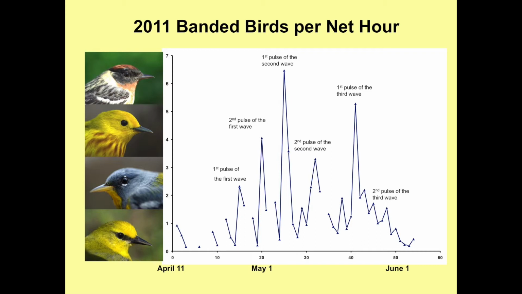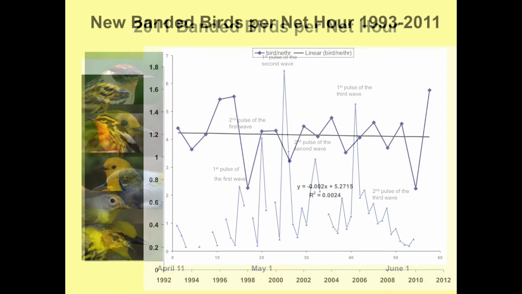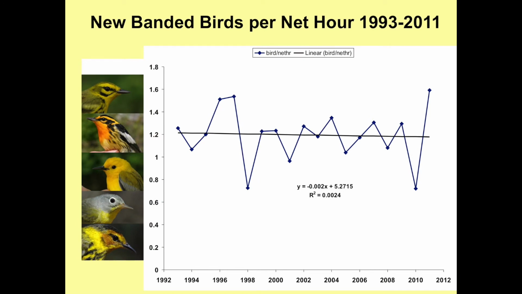This is just a daily plot for 1 year, showing the wave theory that was created some time ago, that these birds, neotropical migrants, are coming through in waves. A wave is a species assemblage that occurs roughly the same time every year, because day length is the driver of migration. You can pick out these waves, and then they can be plotted over multiple years to see what's going on. We look at the new birds banded per net hour. This is standardizing for net effort over a 20-year period, and basically you see no change.